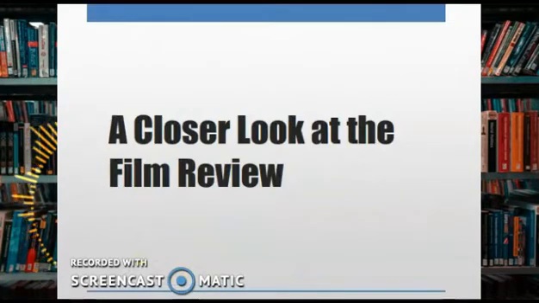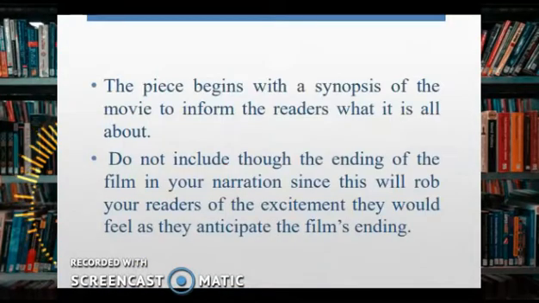Now, let us have a closer look on the field of film review. So when we are writing a film review or film critic, we have to write the synopsis of the movie or the story. When we say synopsis, that is a brief summary of the story, in which it will inform the readers of what the story is all about. But if you are writing the synopsis, you should not include the ending, because this will rob your readers' excitement. Keep in mind that people are into trailer, not to spoiler.